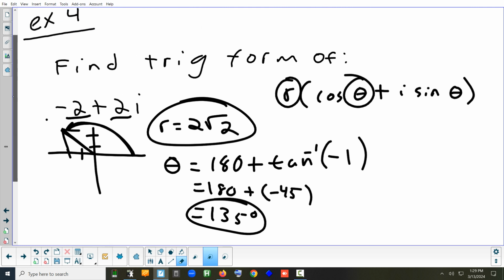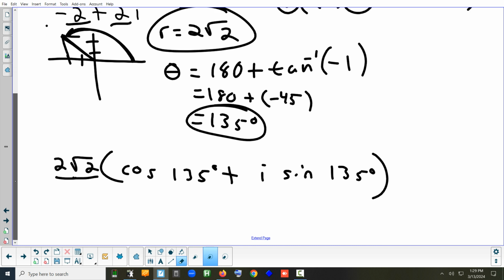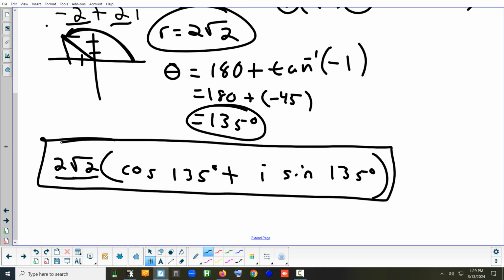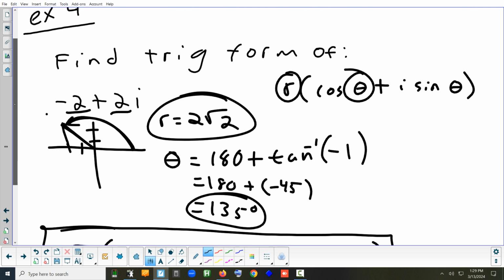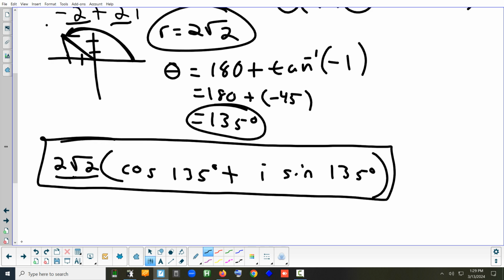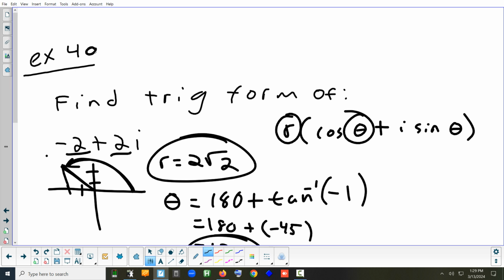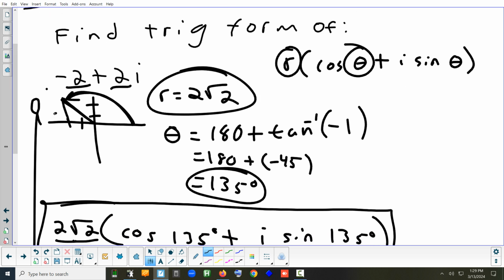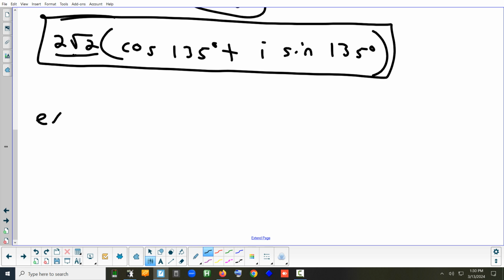All right, let's try another one. So it was negative 2 plus 2i. Keep this handy because we're going to come back to it. And let's do 3 plus 5. All right, so that was 4. We'll call that 4a. Let's do 4b. 3 plus 5. Okay. What's my radius going to be this time?